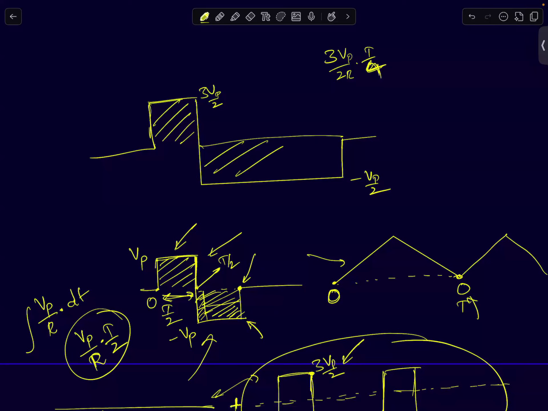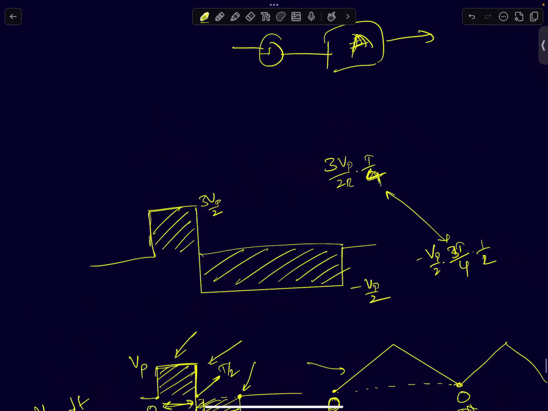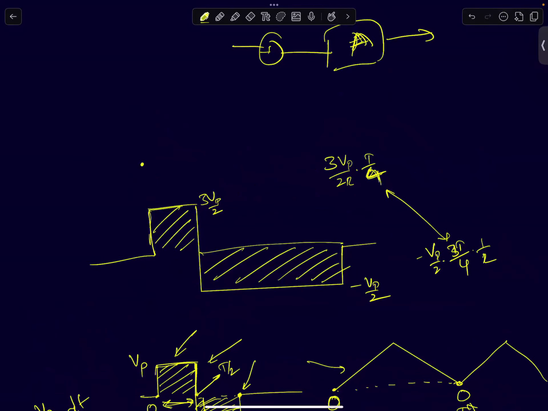In the negative half cycle, I am again removing charge, and the total charge that I'm removing will be minus Vp by 2 into 3T by 4 into 1 by R. Both the charges are the same. So how do you think the waveform will look? Let's say I start from 0 here. Will the waveforms have the same slopes? Will the waveforms have the same slopes by the end of the cycle?